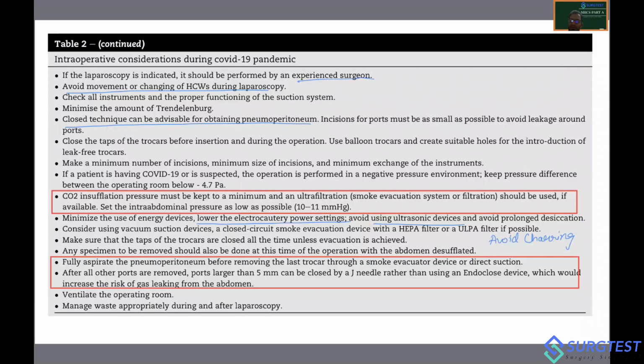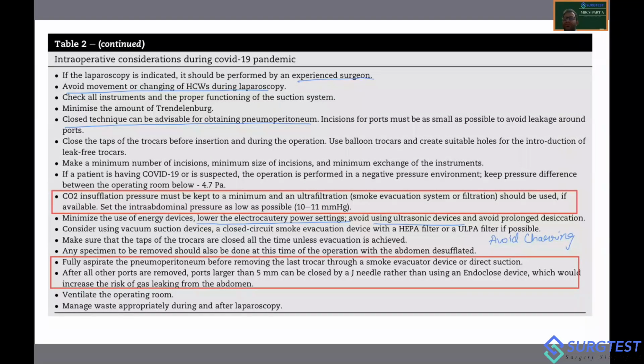Incidentally, many studies, including a study which I performed, say that removing the gas before removing the trocars also reduces the postoperative pain, because the gas under the diaphragm tends to irritate the diaphragmatic surface and causes shoulder tip pain. So this is another advantage of practicing direct suction of gas.